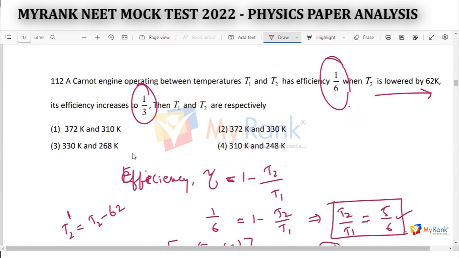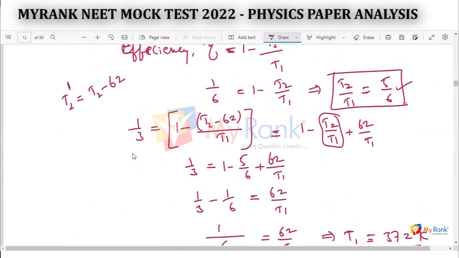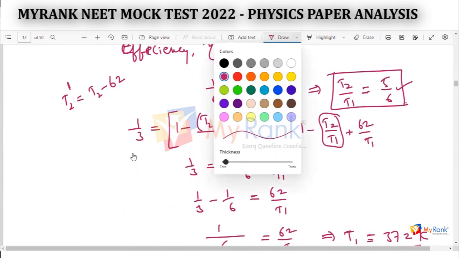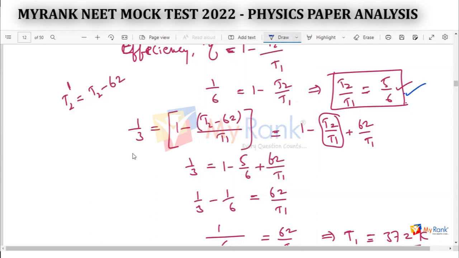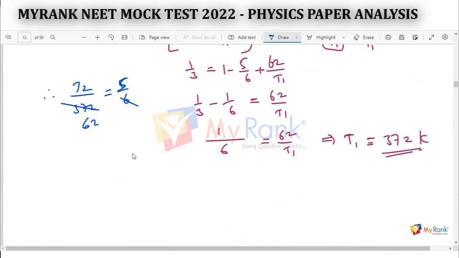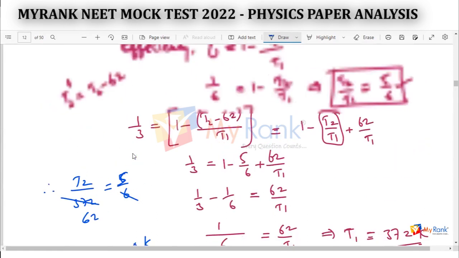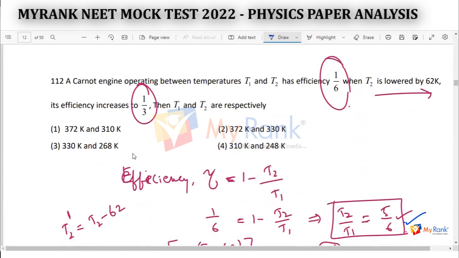It is asking to find T1 and T2 also. T2 also you have to find. So use this equation. Which one? Use this one. So therefore, T2 by T1, T1 is 372, is equal to 5 by 6. So how many times? 6 2s are 12, so T2 is 5 times 62, that is 310 kelvin. So T1 372, T2 310, which is the correct option. So the first is the correct option, students.